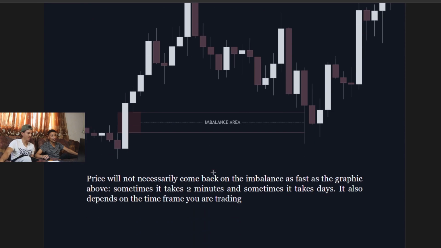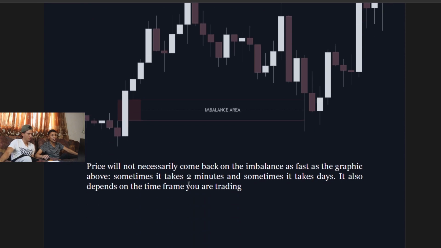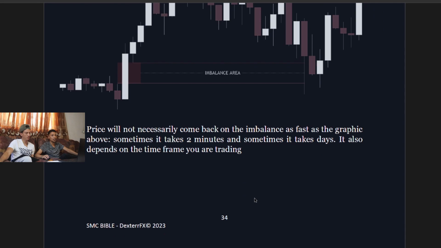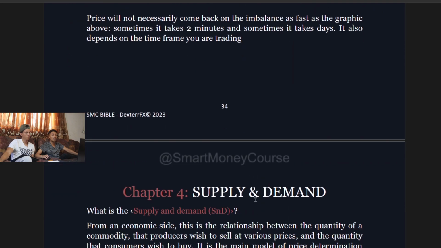Price will not necessarily come back to the imbalance as fast as in the graphic above. Sometimes it takes 2 minutes, sometimes it takes days. It also depends on the time frame you're trading. Yes, very important as well.